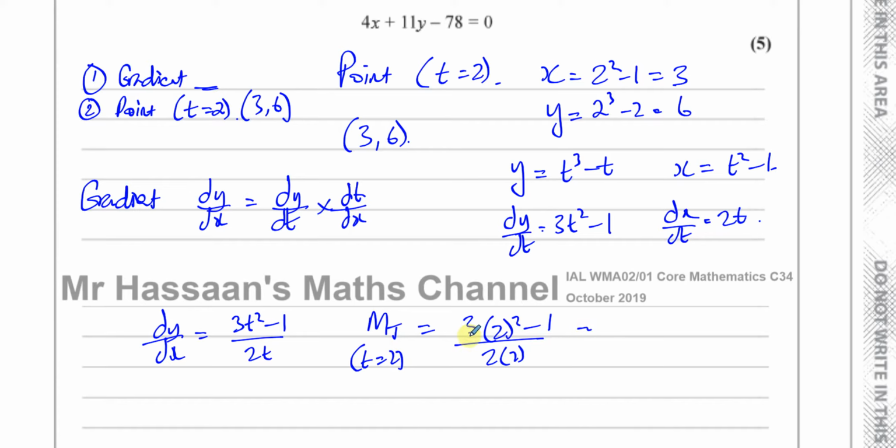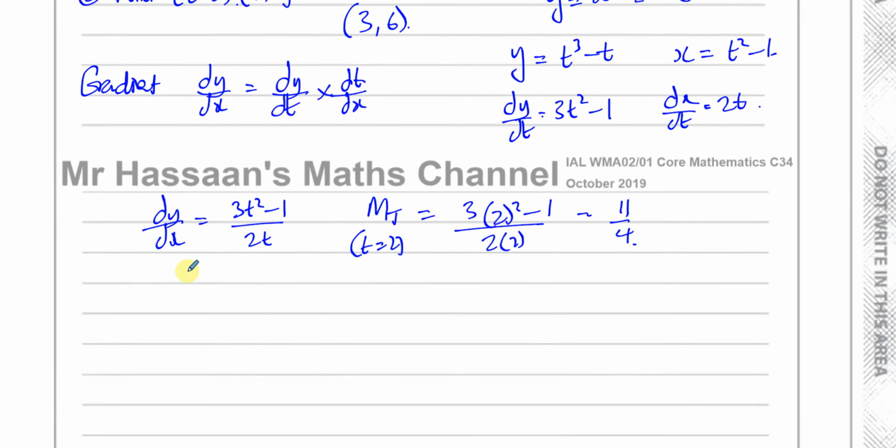Which is going to give me 3 times 4, which is 12, minus 1, which is 11, over 4. So the gradient of the tangent is equal to 11 over 4. Therefore, the gradient of the normal to the curve is its negative reciprocal. So now I know the point on the line is (3, 6), as we worked out, and the gradient of the line is minus 4 over 11.